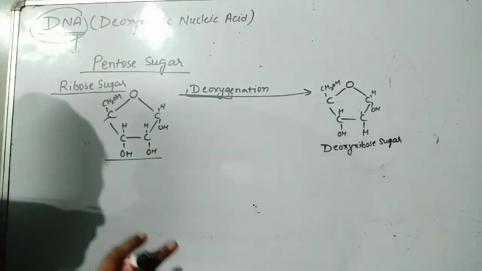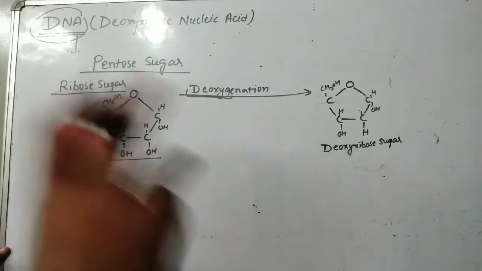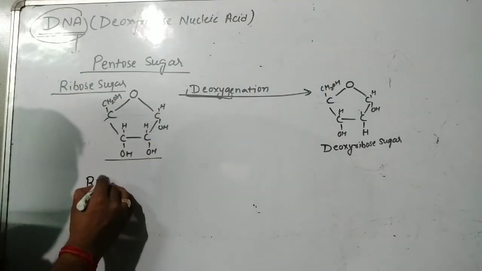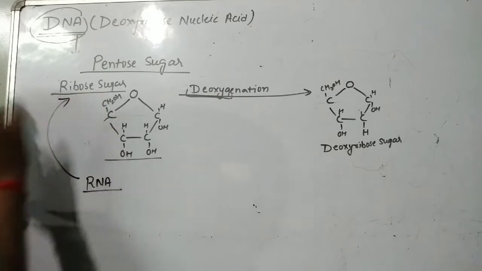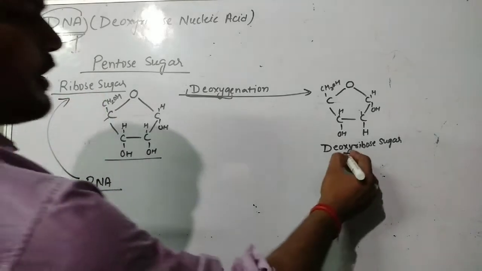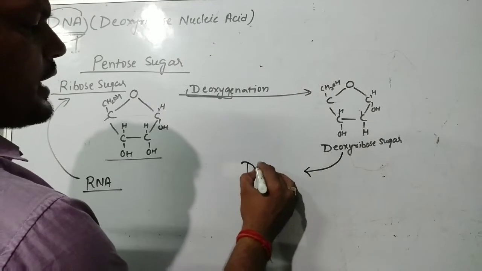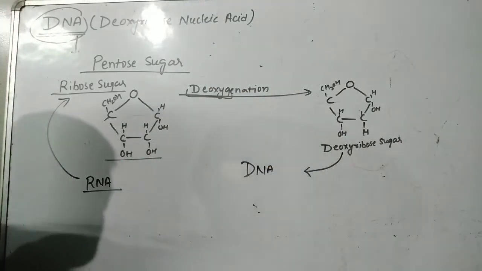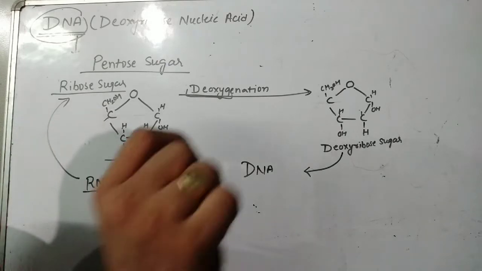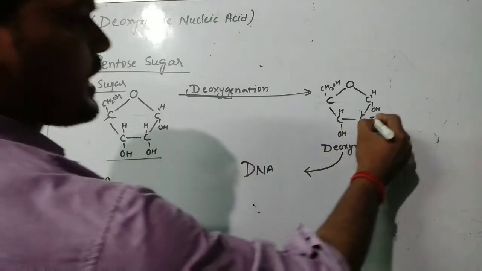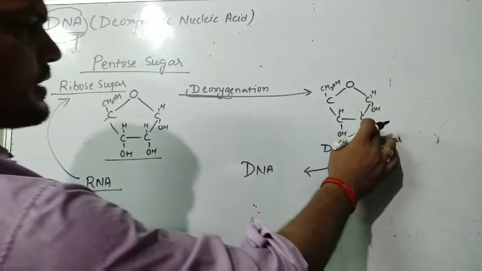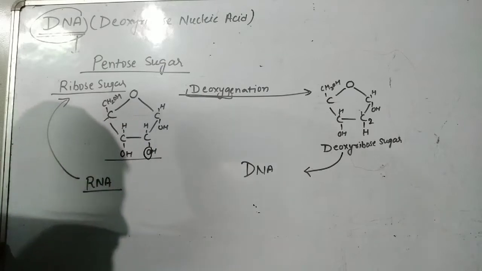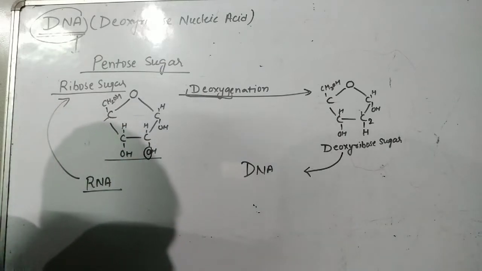So when you are going to frame the structure of RNA, in RNA we are going to use this ribose sugar. But when you are going to study DNA, we are going to use what? Deoxyribose sugar. So what is the basic difference between ribose sugar and deoxyribose sugar? At the second carbon atom, what is absent? One oxygen atom is absent. That is the basic difference.